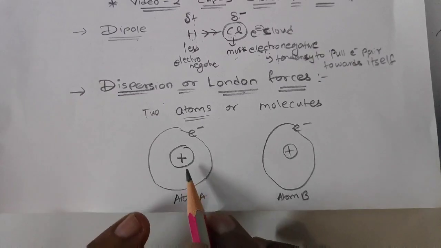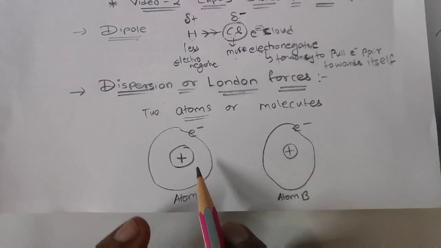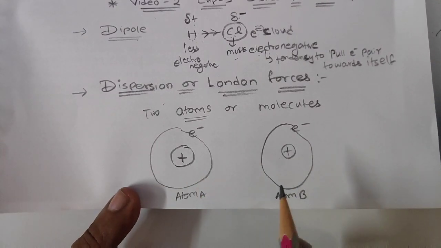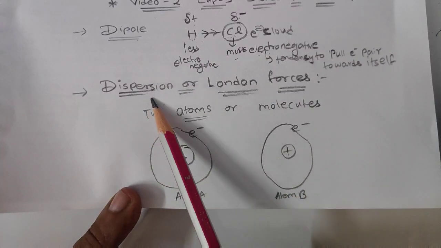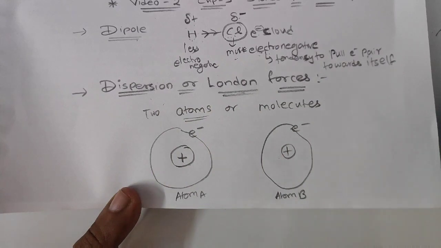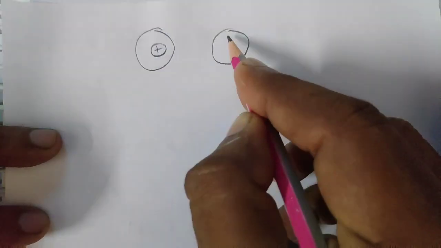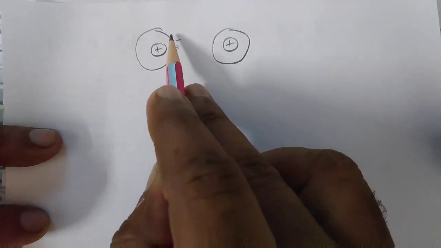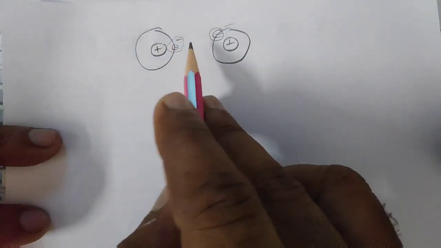Clear? In the beginning you can see the electron charge is symmetrically distributed, right? Now when these 2 atoms come nearer to each other, what are the consequences you are going to see? That I will explain, and from that we will understand dispersion or London force. So when these 2 atoms come nearer to each other, we know electron moves around the orbit, like this.